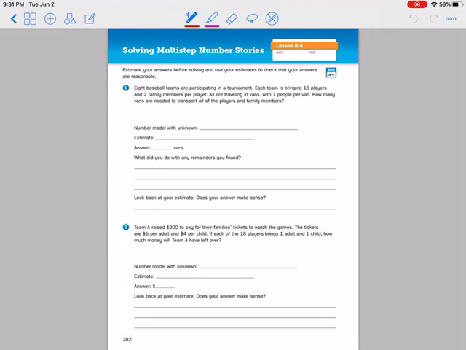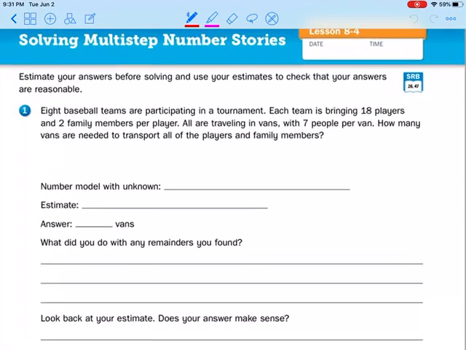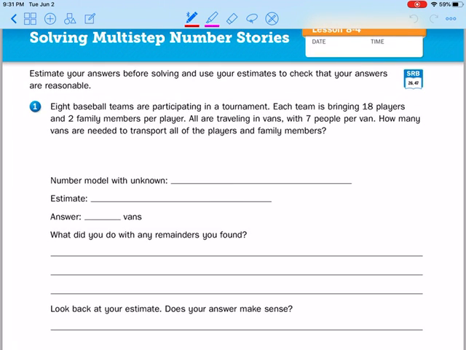All right, here are the journal pages that are going to be a review of what we've done in previous lessons. It says solving multi-step number stories. Estimate your answers before solving and use your estimates to check that your answers are reasonable. So let's look at number 1. I can see they want us to do a number model with an unknown, an estimate, an answer, and then explain. So there are 4 parts to this multi-step number story.